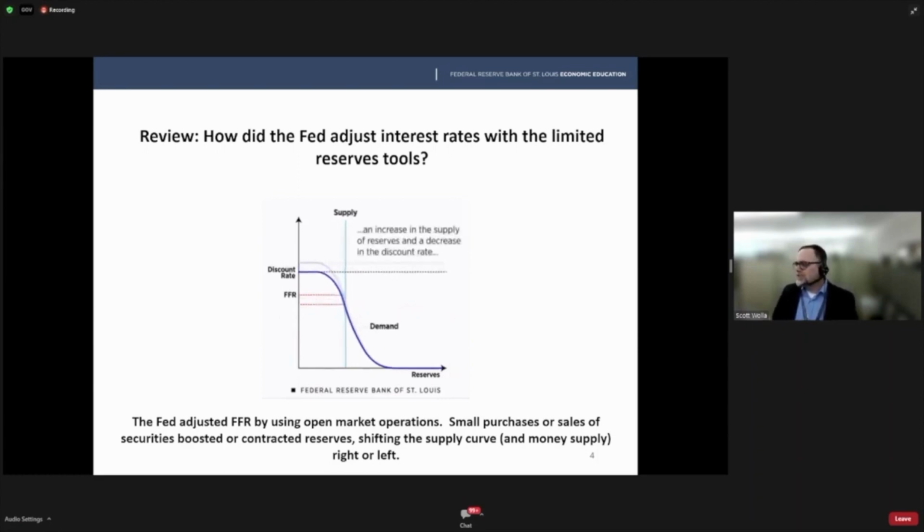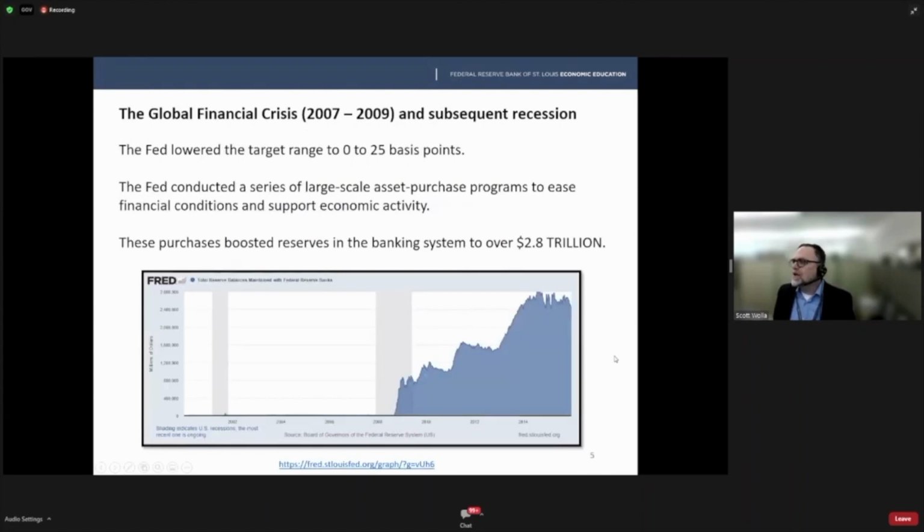So that action would shift the supply curve back and forth, and that shifting of the supply curve would adjust the federal funds rate. The key factor here is that the supply curve intersected the demand curve in that downward sloping portion. And so a very small change in supply was enough to adjust the federal funds rate. Again, this is probably the way most of your textbooks describe the way we do policy today. But that is no longer the case.